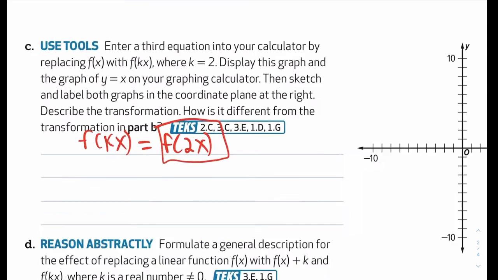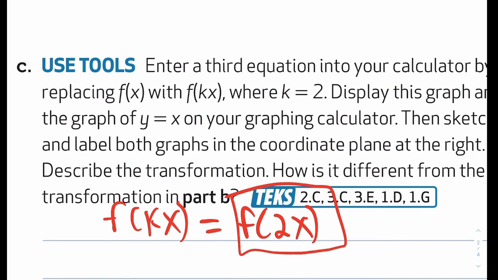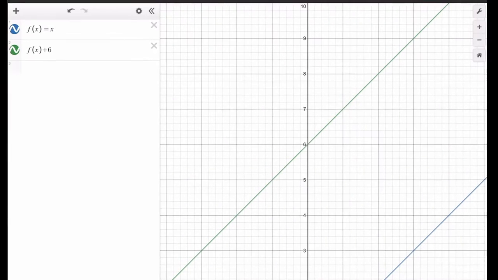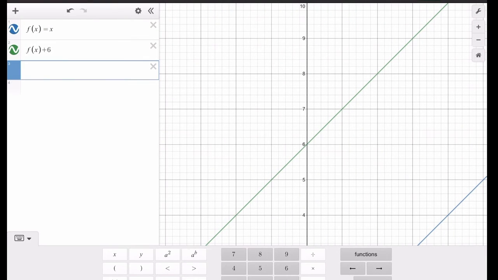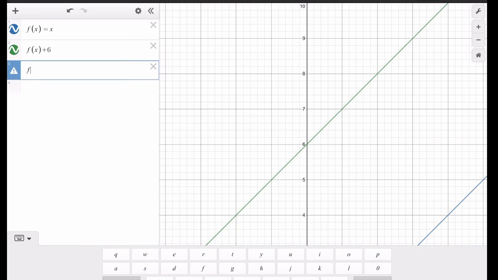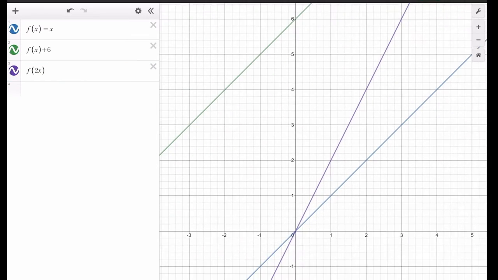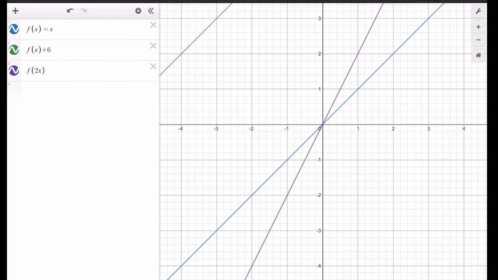All that this is saying is that we're going to multiply x by some letter k. It's not the constant of proportionality this time, it's just k, a constant. So we're going to make a new graph. We're going to type f parentheses x, close it. Nope, just kidding. We're supposed to do parentheses 2x and then close it. And that is a purple line, which we can see right there.